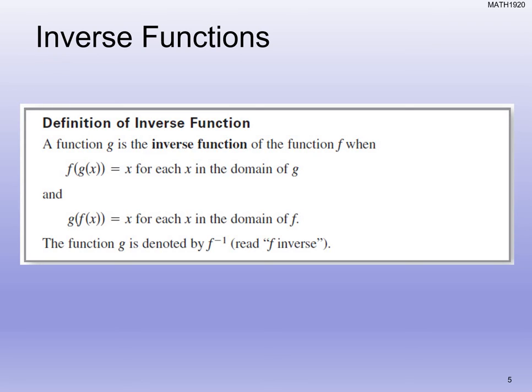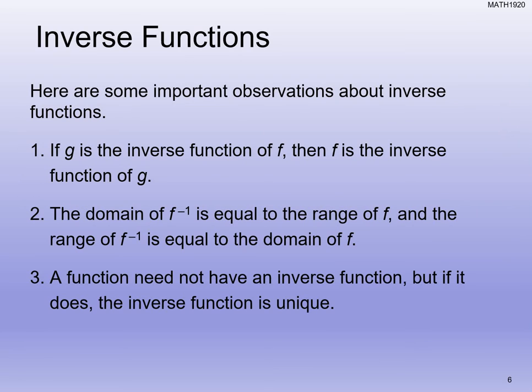So just for now, remember, if we see f to the minus 1, we're going to say f inverse. If g is the inverse function of f, then f is the inverse function of g. So they will be inverses of each other. The original and the inverse will be inverses of one another. And like I said before, the domain of f inverse is equal to the range of f, the original function, and the range of f inverse is equal to the domain of f. So the range of one is the domain of the other, and vice versa.